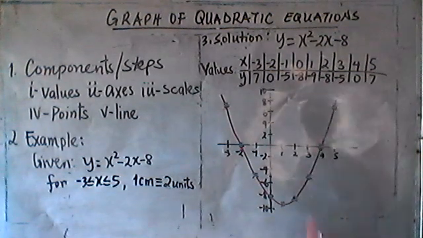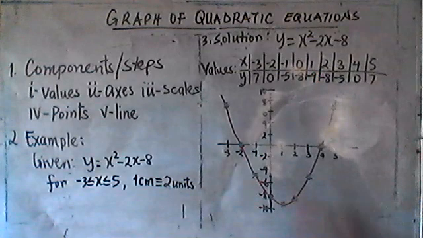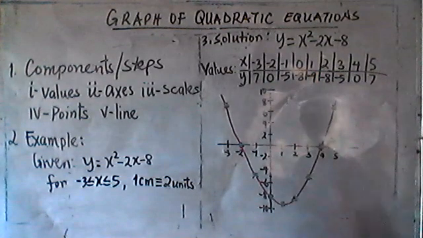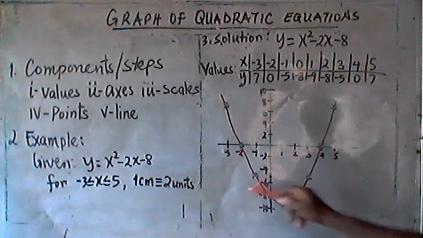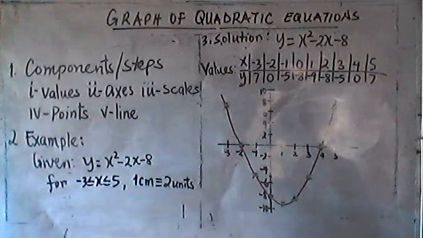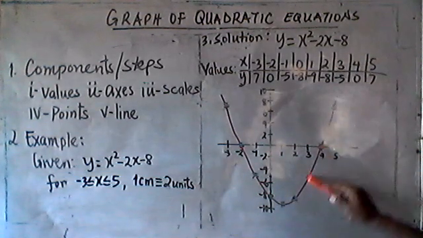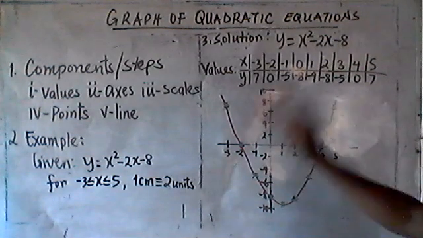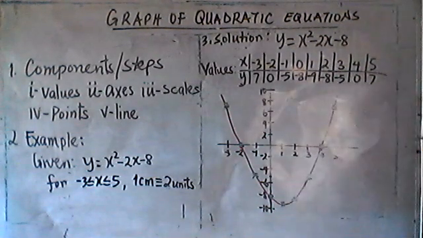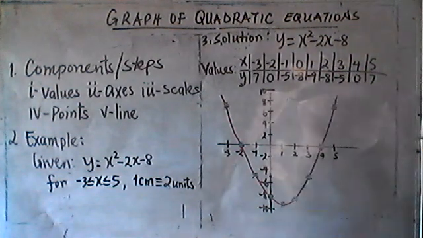Take note of the values, take note of the axis, take note of the scale, they are equally spaced, the values written there. Take note of the location of the points, and also take note of the curve, the line itself. So that is how you draw a graph of a quadratic equation.